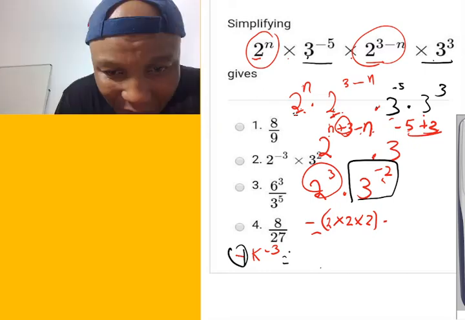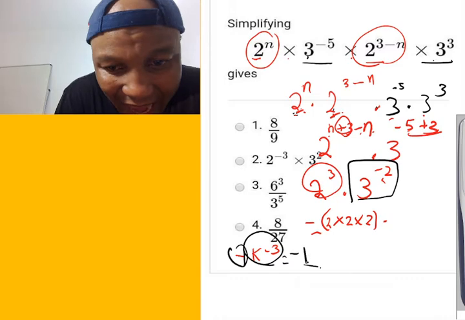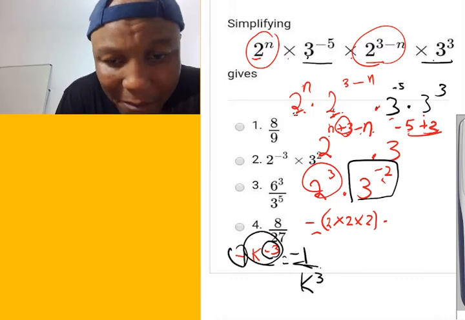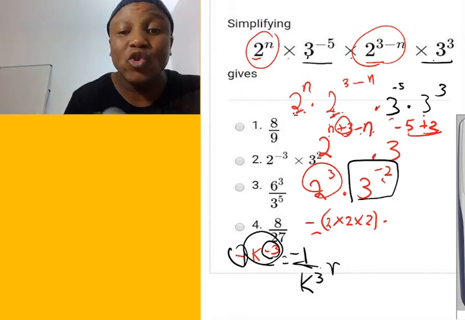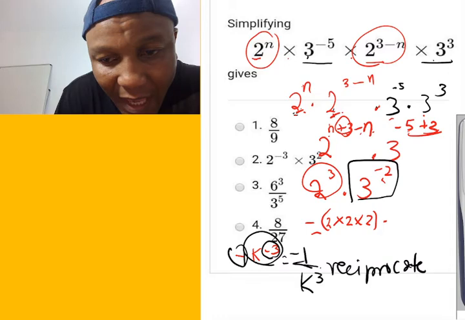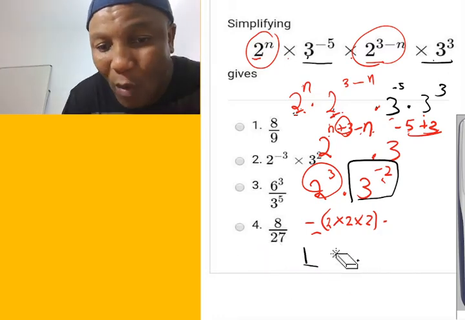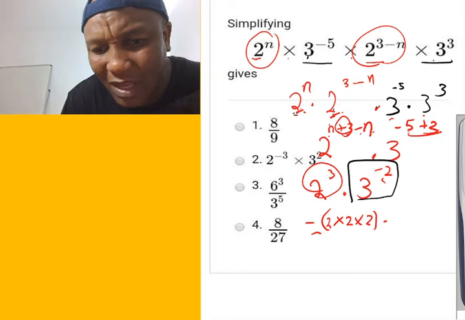Don't worry about this negative one, and then take everything right under, but the only thing that changes is the sign. Negative is going to become positive. That's how you reciprocate. This is called reciprocation, or reciprocate. So now we can reciprocate this one right here.